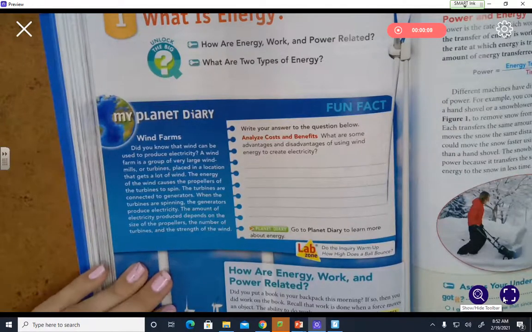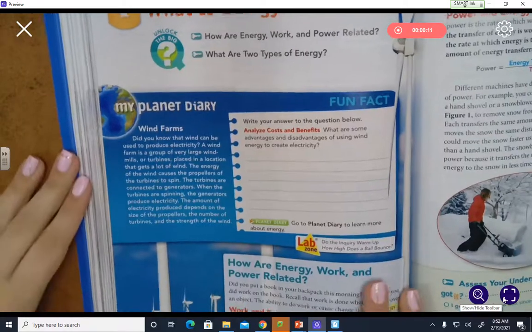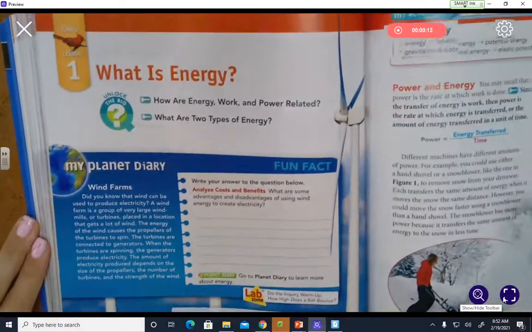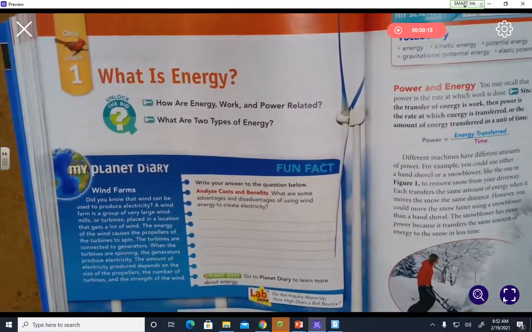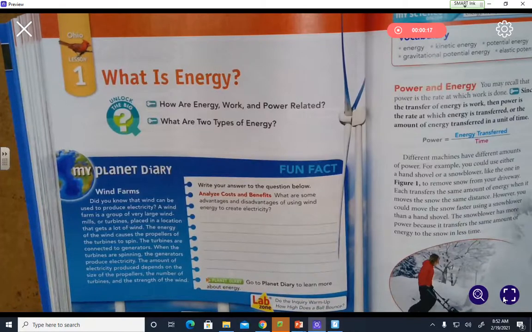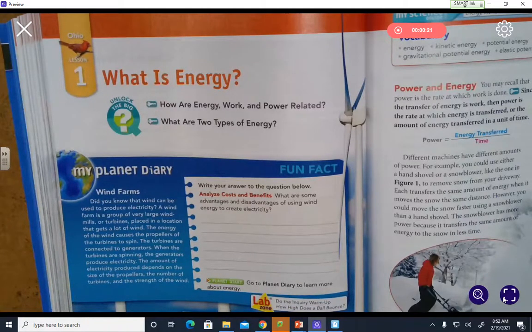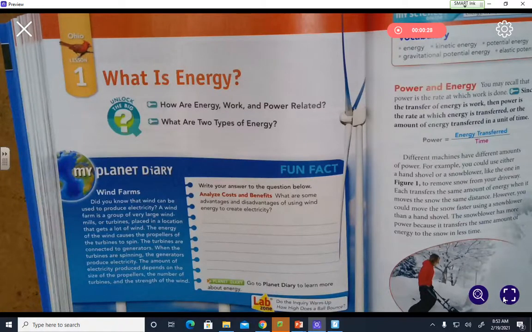On page 263 in your book, we are going to start chapter 7, lesson 1, what is energy? We are going to unlock the big questions. How are energy, work, and power related? And what are two types of energy? Today we are going to answer those questions.